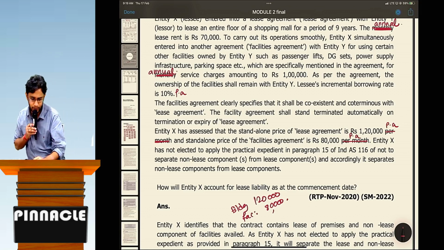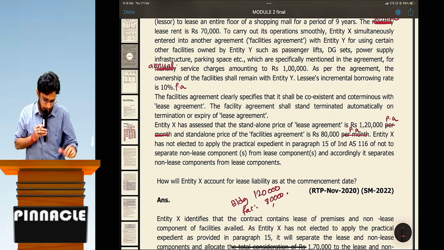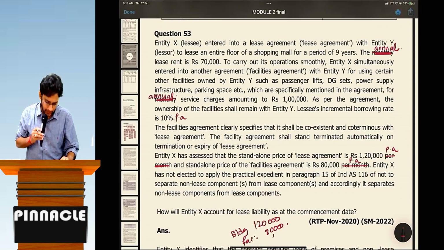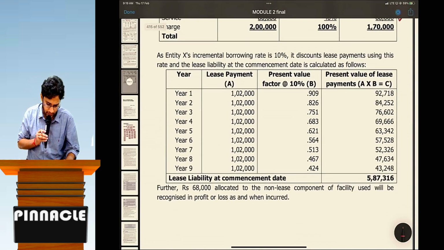That's it. That will do. RTP, it was a mistake. The study material, they corrected it. This 8th question in the study material is correctly printed.